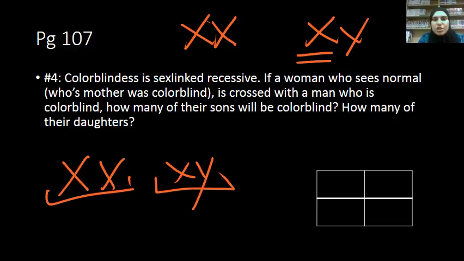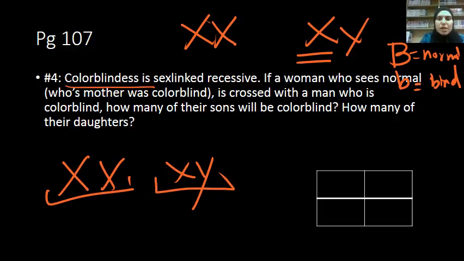I go back to the question. Colorblindness is recessive, which means, let's use the letter B for blind. So capital B would be normal, you'd be healthy. And if you have lowercase b, you would be blind. Okay. So let's go over here. She sees normally, so that means one of her X's is capital, but her mother was colorblind. So let's say, for example, that she has a lowercase b. And I know that because her mother was colorblind. She marries a man who is colorblind, which means he has a lowercase b. Nothing goes on the Y, so I leave it alone.